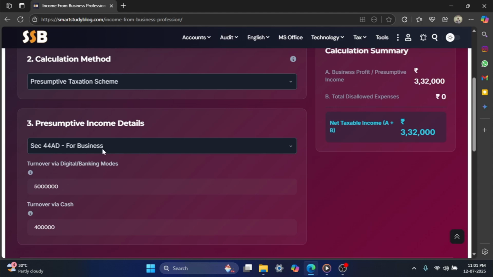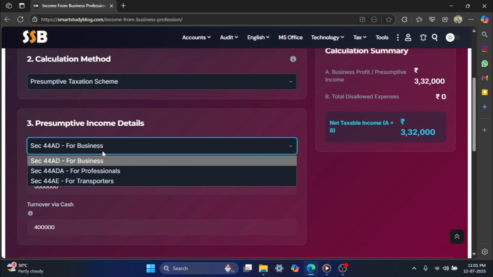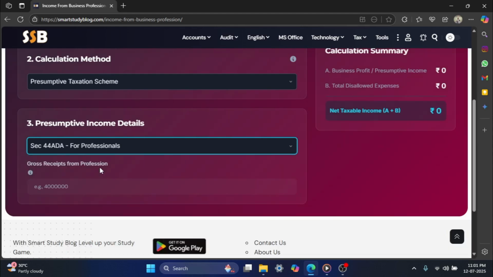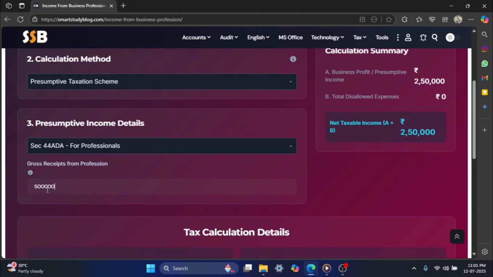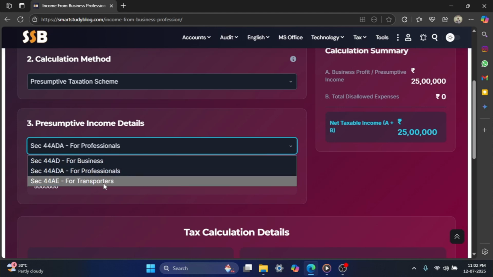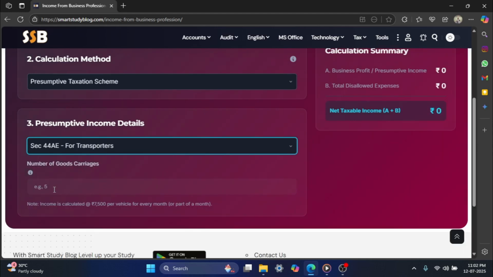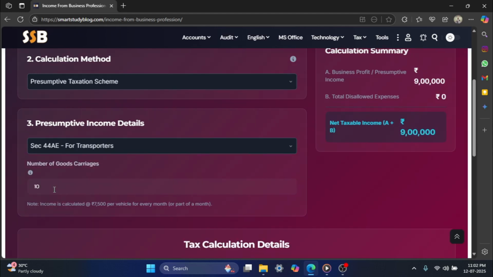Definitely. Then for specific professionals under Section 44ADA, like doctors, lawyers, architects, it's simpler still. Income is just presumed at 50% of your total gross receipts. Straightforward. Right, 50%. Okay. And finally, for transporters, specifically those operating goods carriages, under Section 44AE, the income is calculated differently again. It's a fixed amount: ₹7,500 per vehicle per month. Got it. So it's quite tailored.